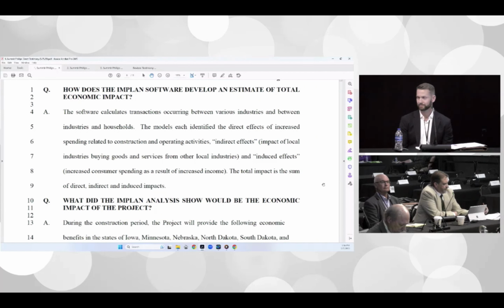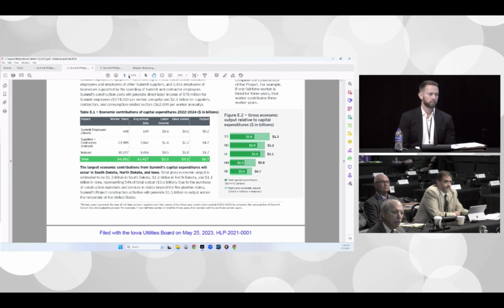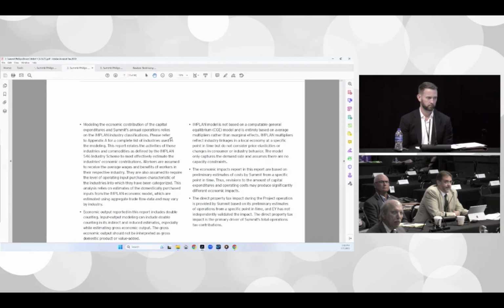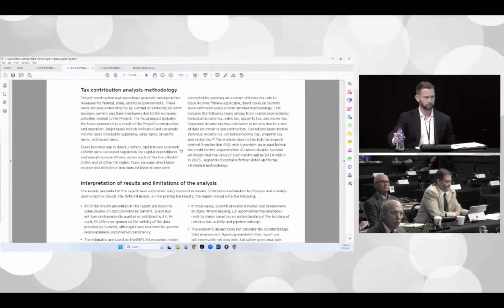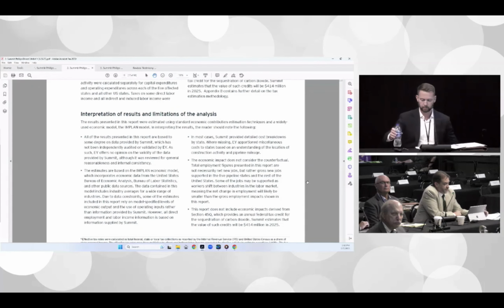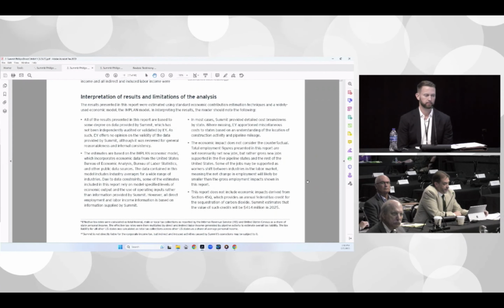I want to talk a little bit about the interpretation of results. On page 17 of your direct exhibit 1, and I actually mean page 17 by the exhibit numbering. Thank you. Here you say all of the results presented in this report are based to some degree on data provided by Summit, which has not been independently audited or validated by Ernst & Young. As such, Ernst & Young offers no opinion on the validity of the data provided by Summit. Shouldn't the board attempt to validate the data?